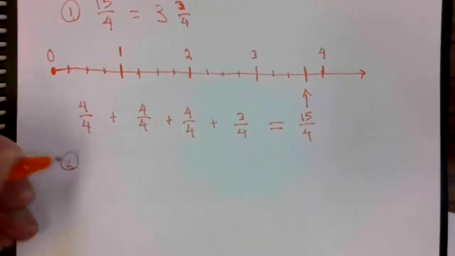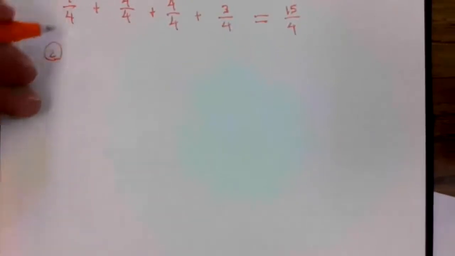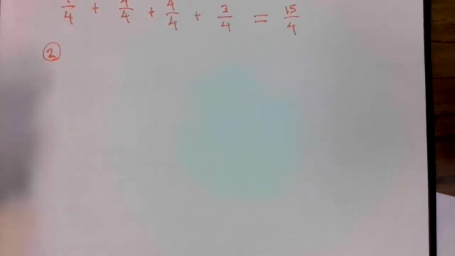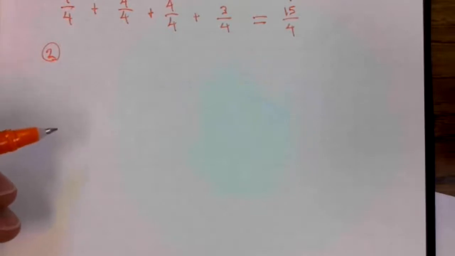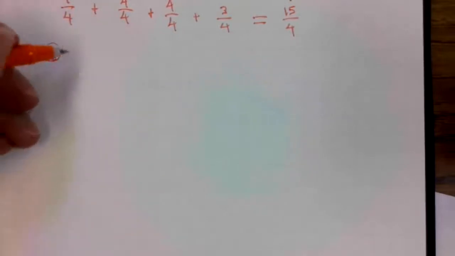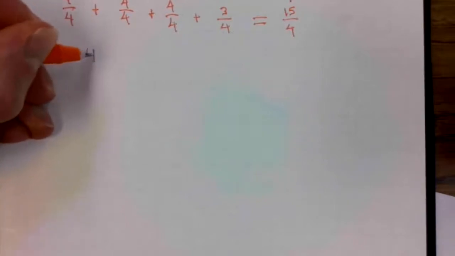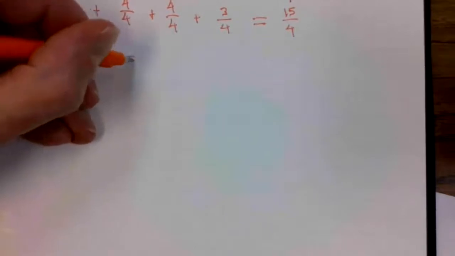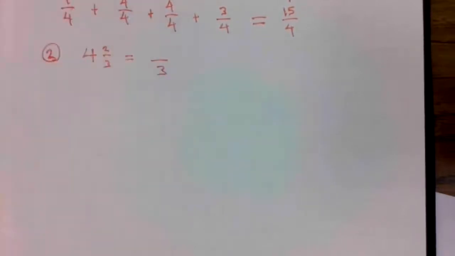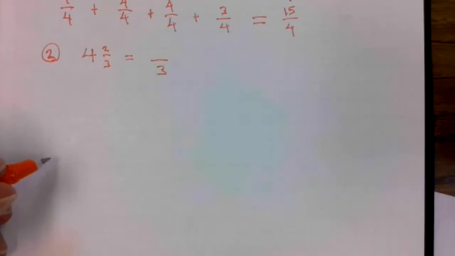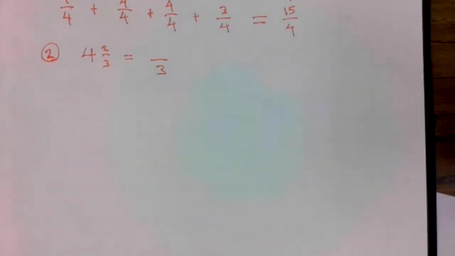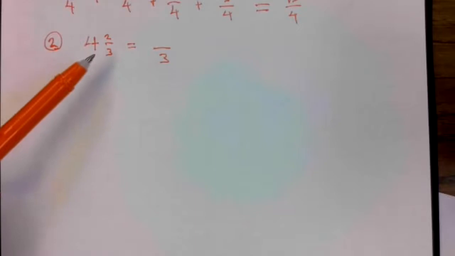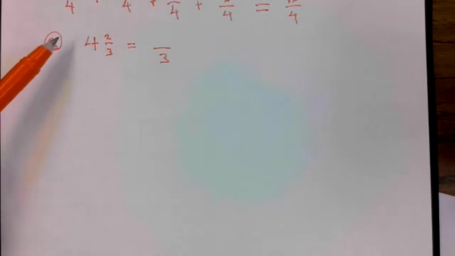Okay. Another kind of model for changing between mixed numbers and improper fractions. So let's say I had this mixed number. 4 2/3 equals blank over 3. Okay, so how do we do this? Think about what you already know and do the calculation. Write that as an improper fraction.